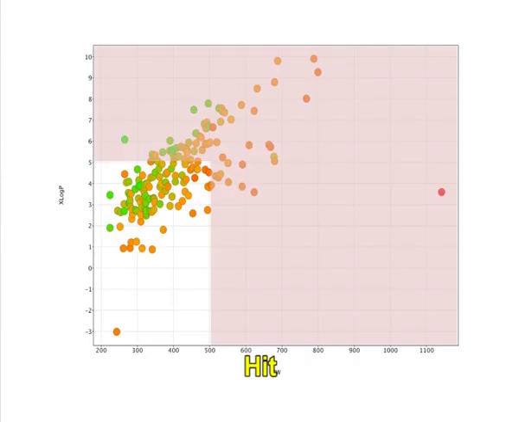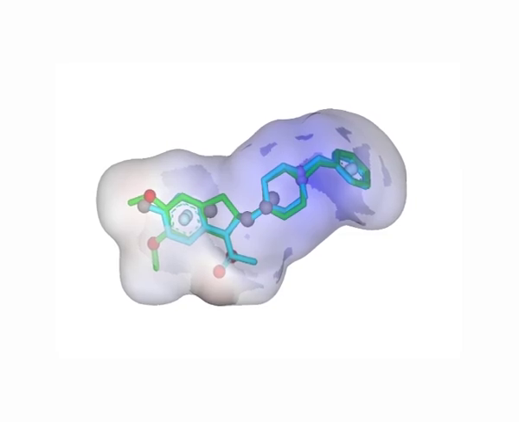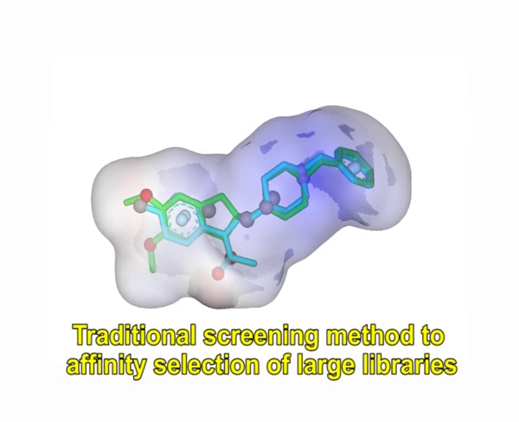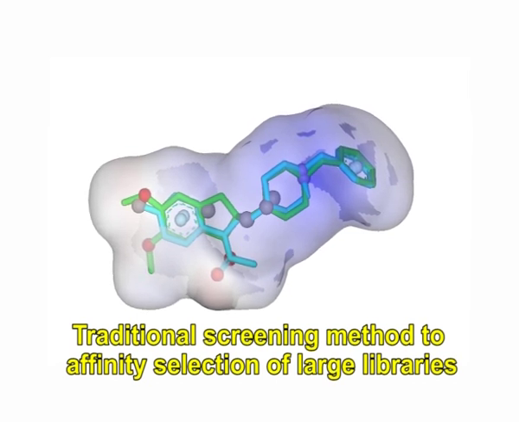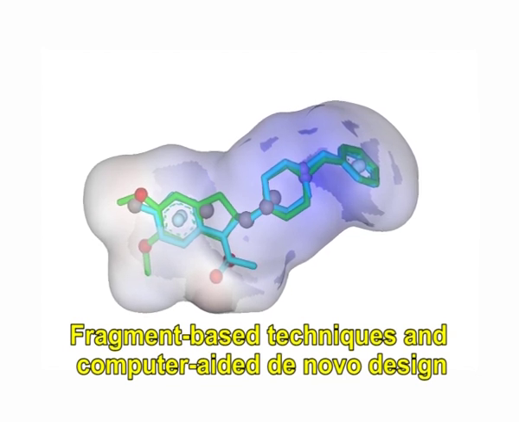Then come to module 2, sources of hits. A hit is a compound which shows the desired biological activity in compound screening methods and whose activity is confirmed in an assay. Hit identification methods range from traditional screening methods to affinity selection of large libraries, fragment-based techniques and computer-aided de novo design.